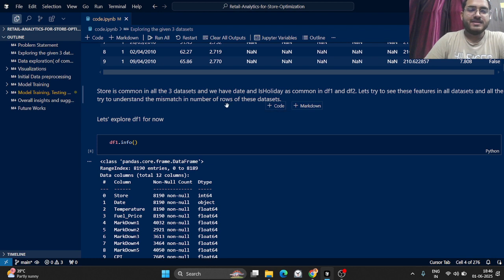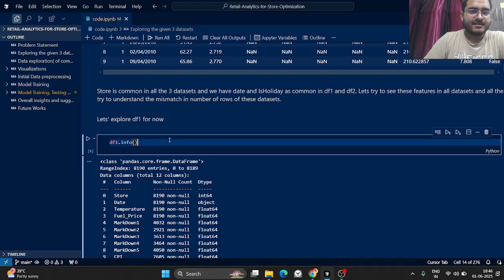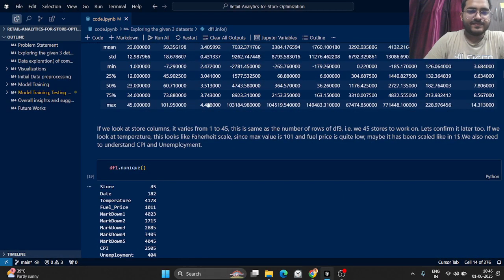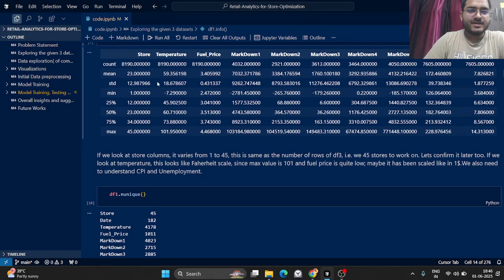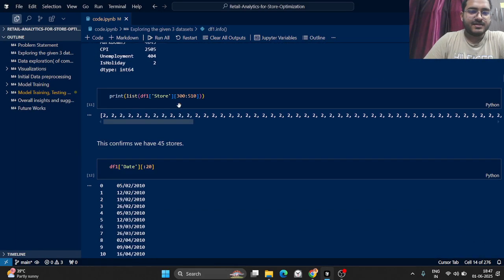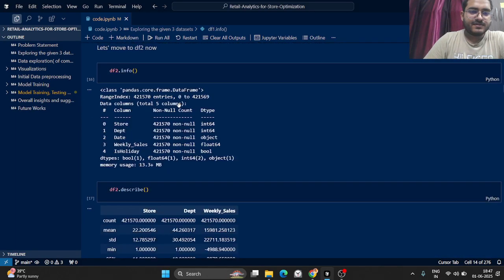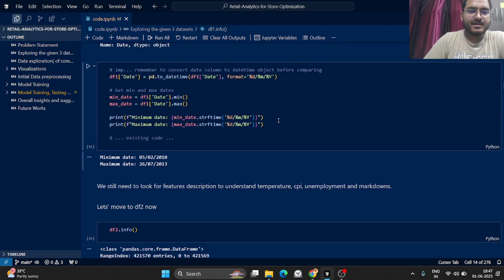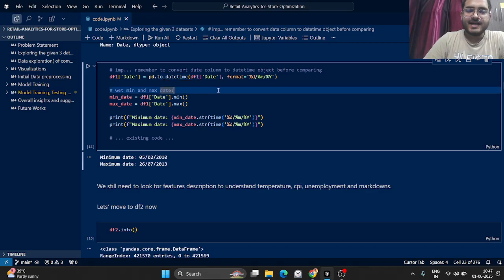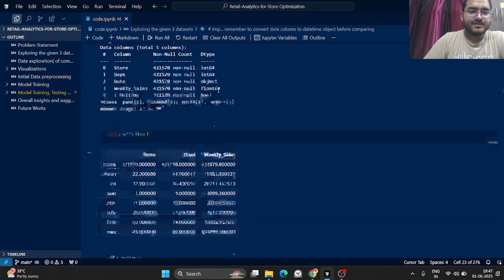Since in future we will be merging them, I was just trying to explore what is contained in each dataset. We looked at info for df1, and describe. We're also trying to understand how much variation there was in each of the features for each separate dataset. Let me just quickly walk through it. Here we are looking at the range of the dates we have. We first converted it into the date time data type.